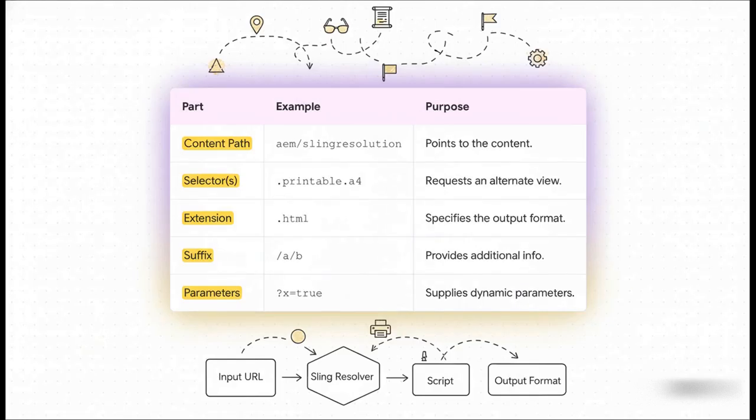And here's the breakdown. This is the really clever part. Sling doesn't just see a long string of text. It sees puzzle pieces. You've got the content path, that's the what. It points directly to the content. Then you have selectors, things like .printable.a4. That's the how, like asking for a special version. The extension, .html, that's the format. The suffix and parameters, they're just extra info the script can use later. Each part has a purpose.